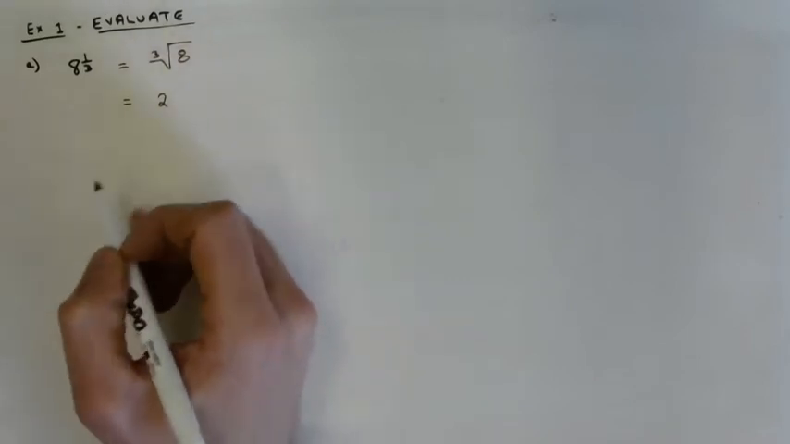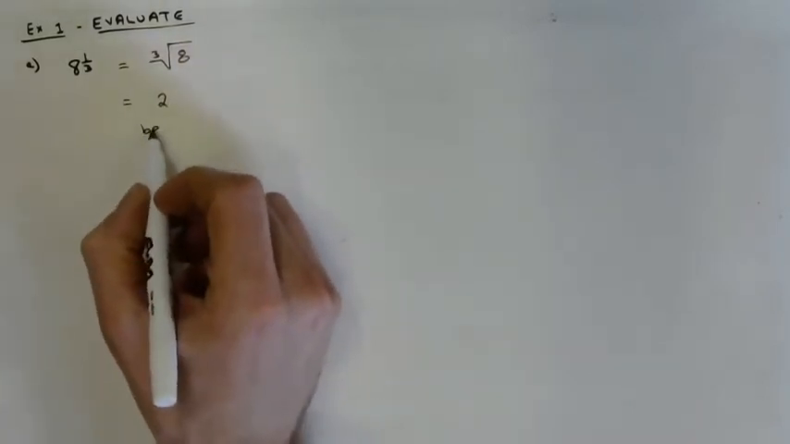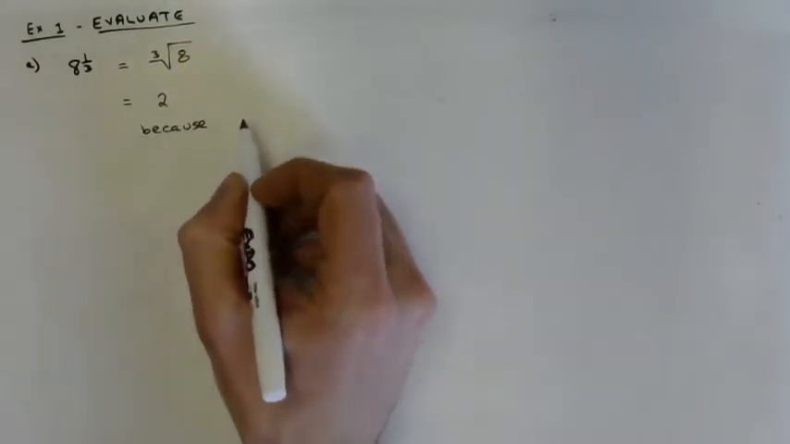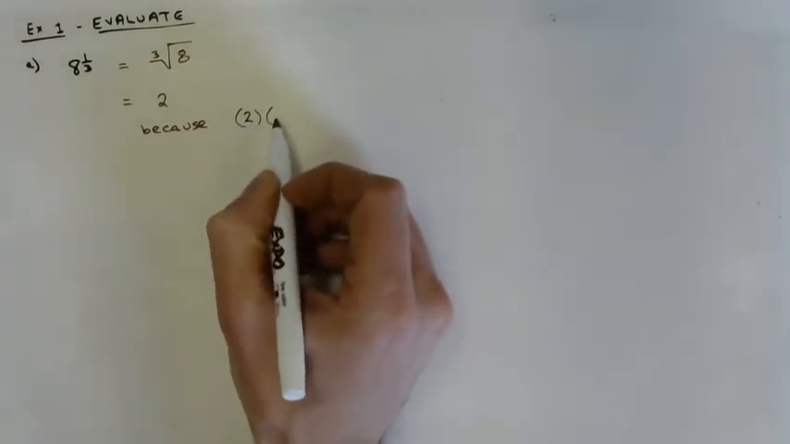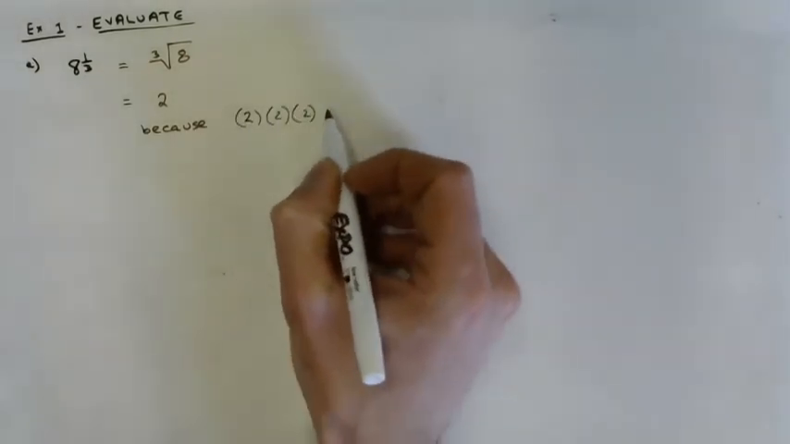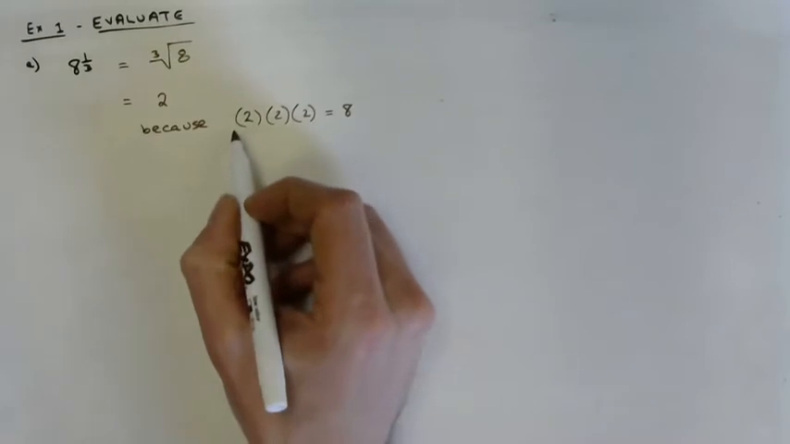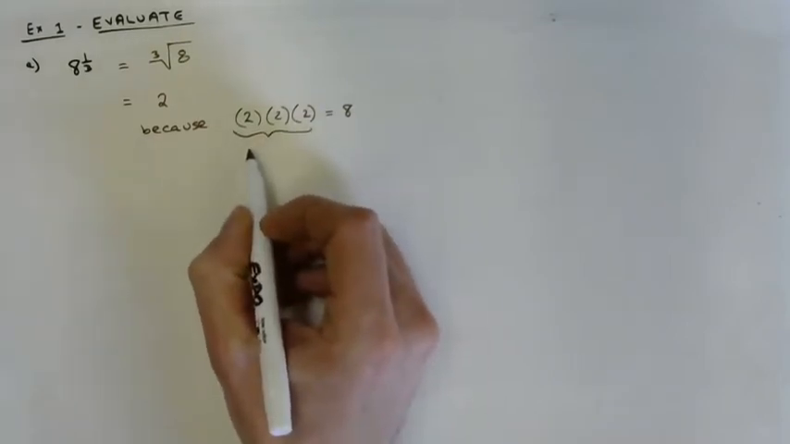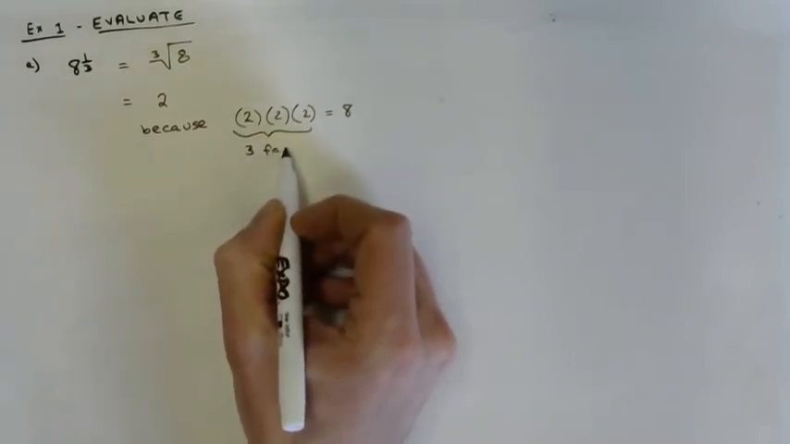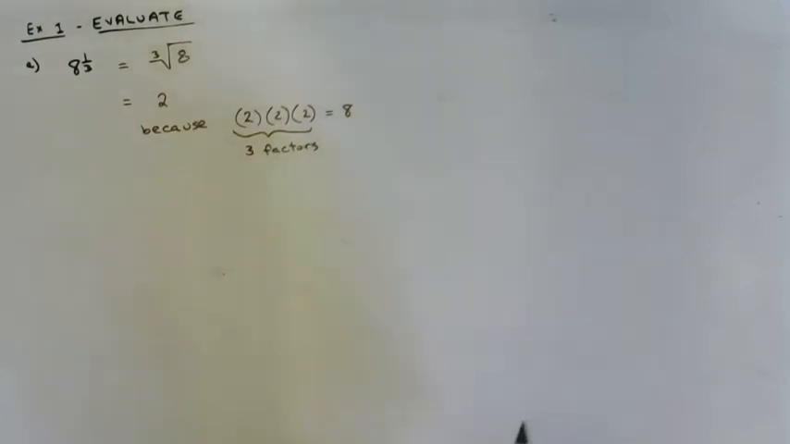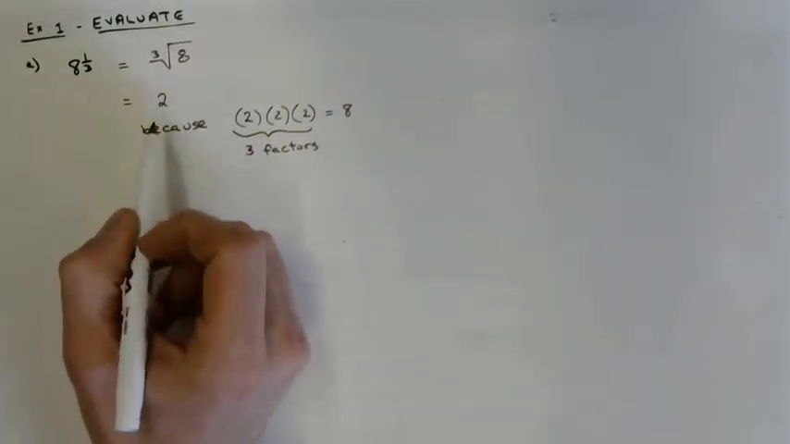Okay, why? It's 2 times 2 times 2 is 8. Just because it's our first example, we're going to write that down. Because 2 times 2 times 2 equals 8, and you can even give yourself a little 3 factors. So the cube root of 8 is 2.